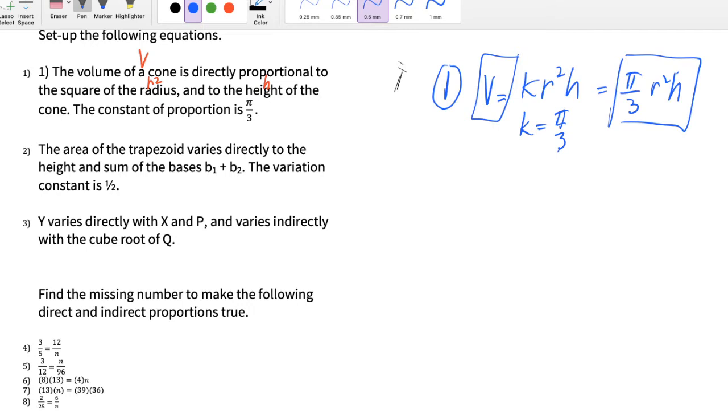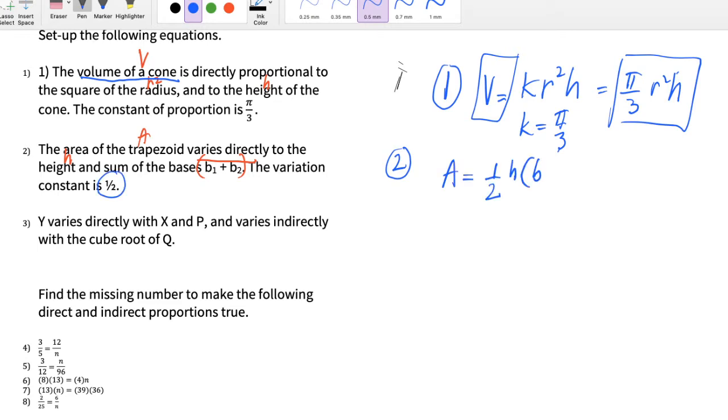Okay, how about number 2? The area of the trapezoid A varies directly to the height of the trapezoid and the sum of the bases B1 and B2. So, if we're gonna write that in equation form, we have area A is equal to, anong constant of variation? 1/2. Okay, so 1/2 times height times sum ng base 1 plus base 2.